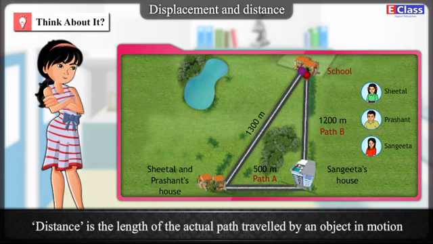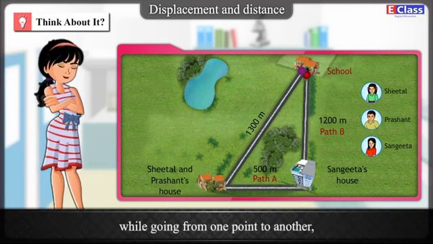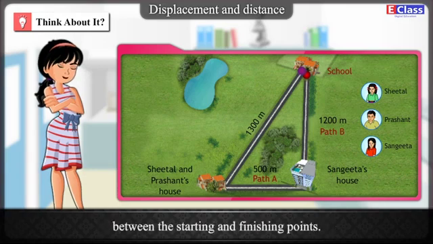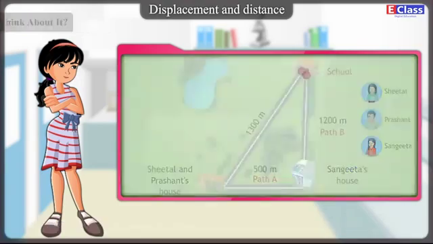What is it? Distance is the length of the actual path travelled by an object in motion while going from one point to another, whereas displacement is the minimum distance between the starting and finishing points.